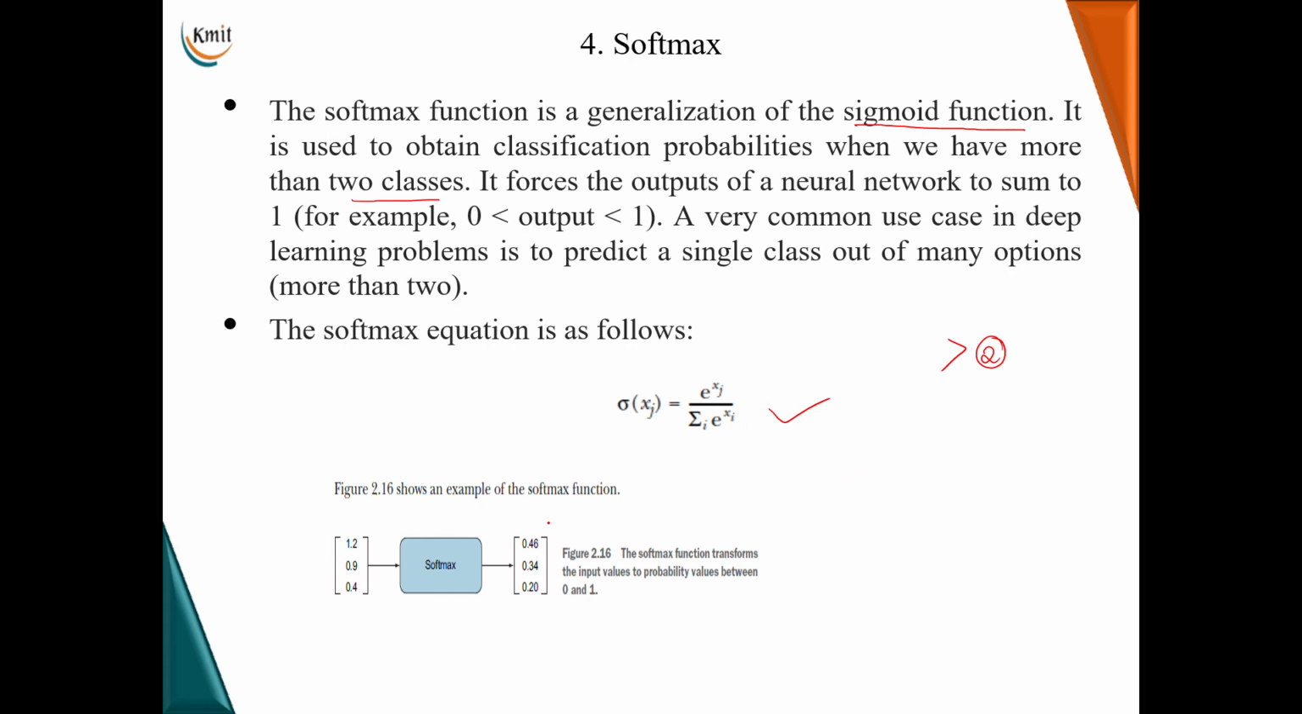What you notice here is the softmax function will transform the input values to the probability values ranging between 0 and 1. That is, 1.2 got transformed to probability of 46% or 0.46. 0.9 got transformed to 0.34 and 0.4 got transformed to 0.20. These are the probabilities which are ranging between 0 and 1, and make a note that summation of all these probabilities will be equal to 1.